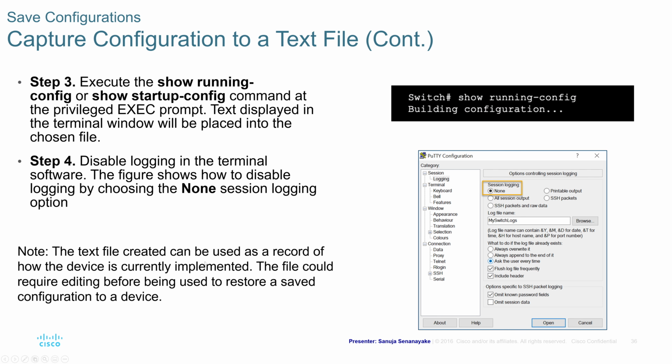The text file created can be used as a record of how the device is currently implemented. The file could require editing before being used to restore a saved device configuration. So in other words, you can use this file to save your implementations, and if it actually works, you can copy those commands to your next device as well.